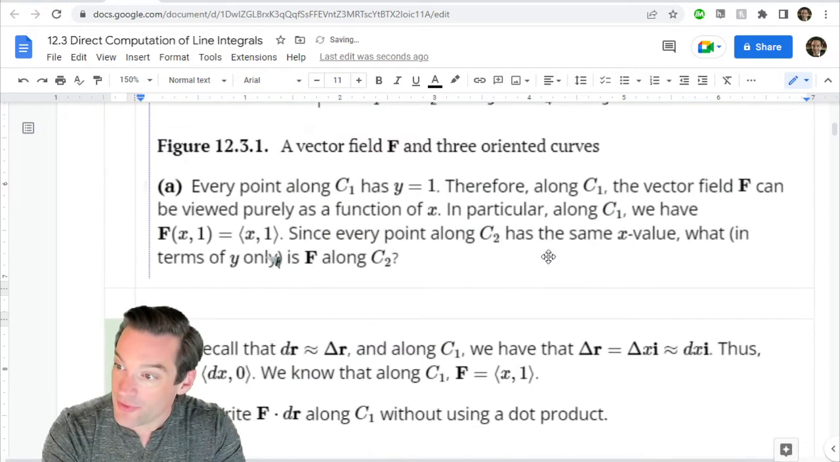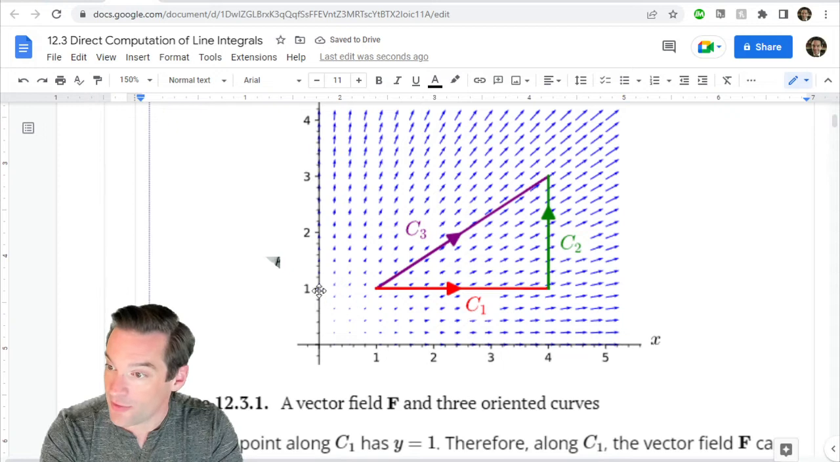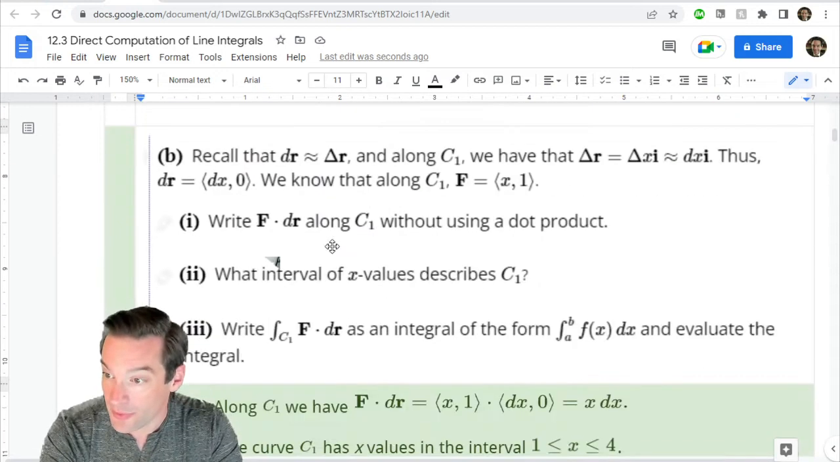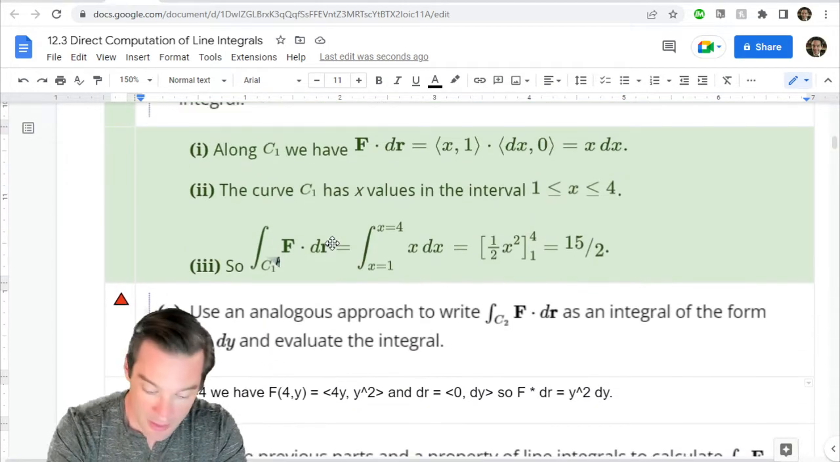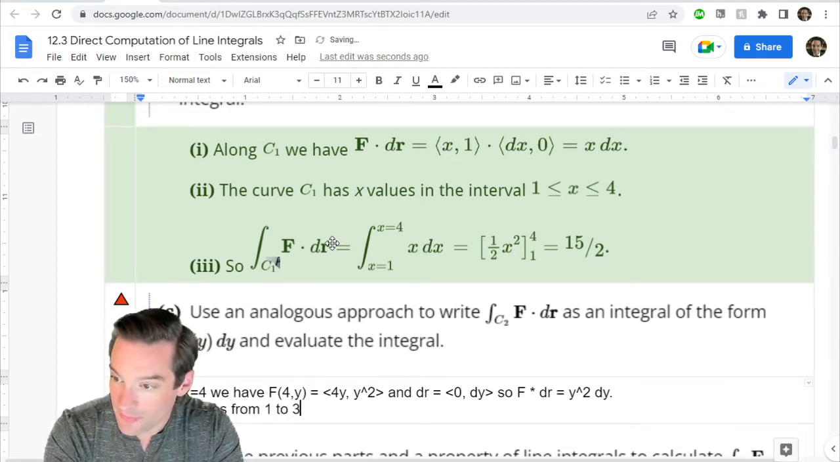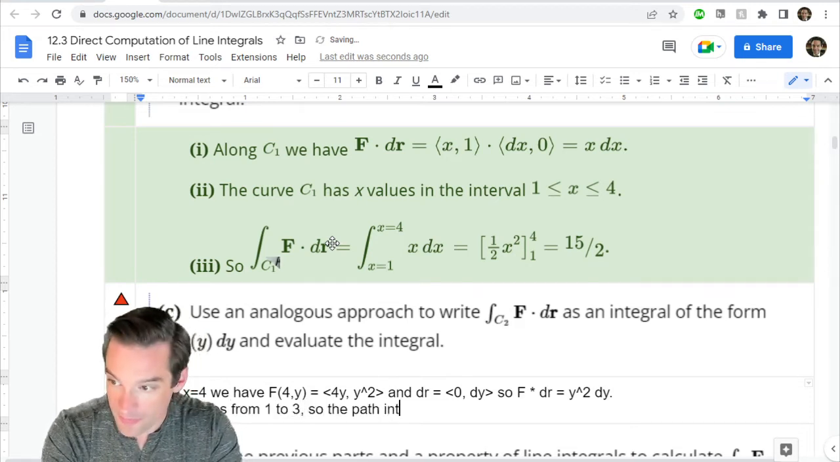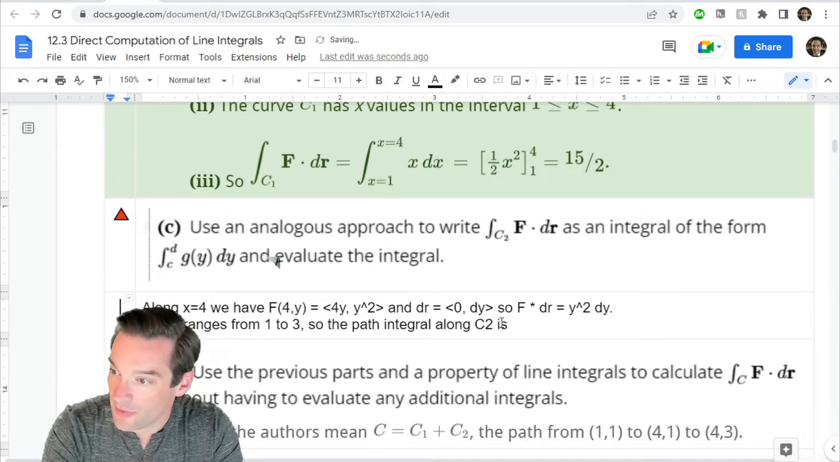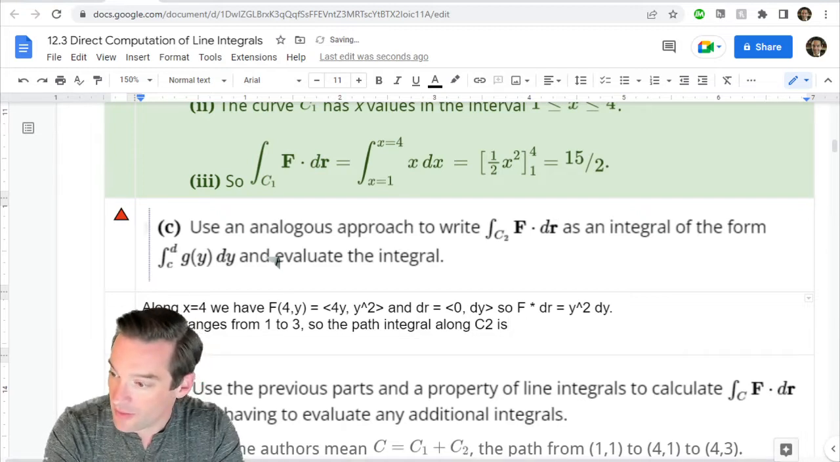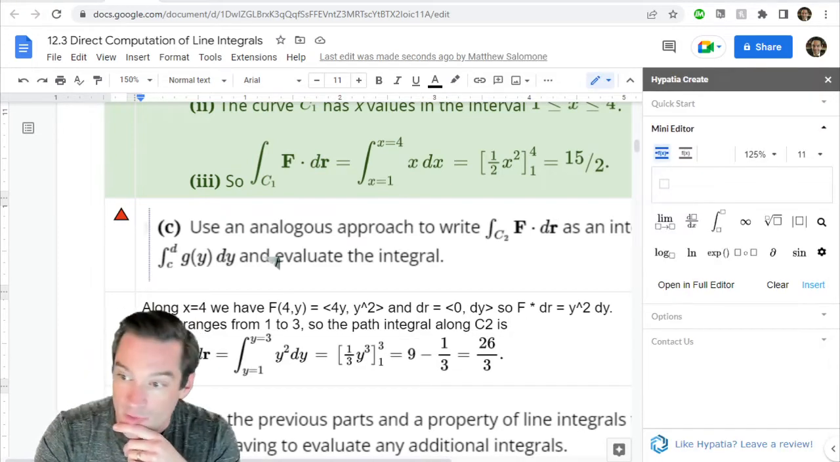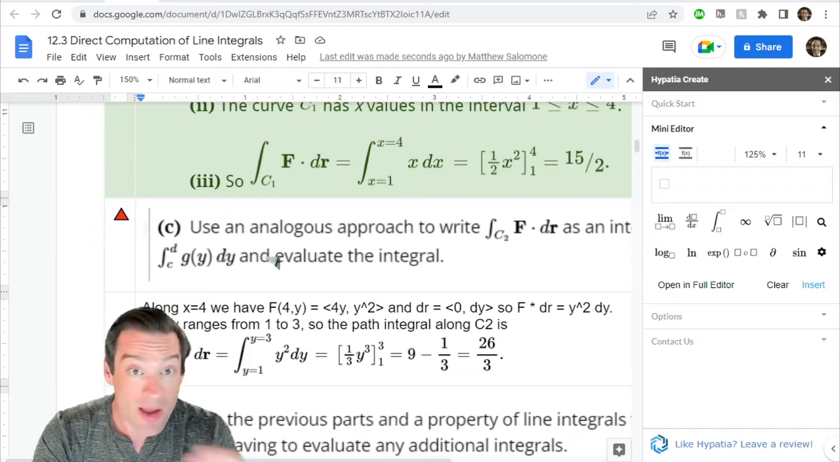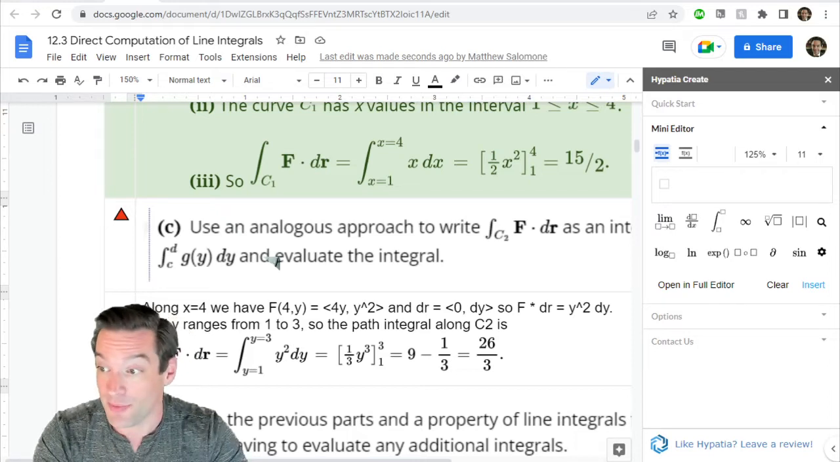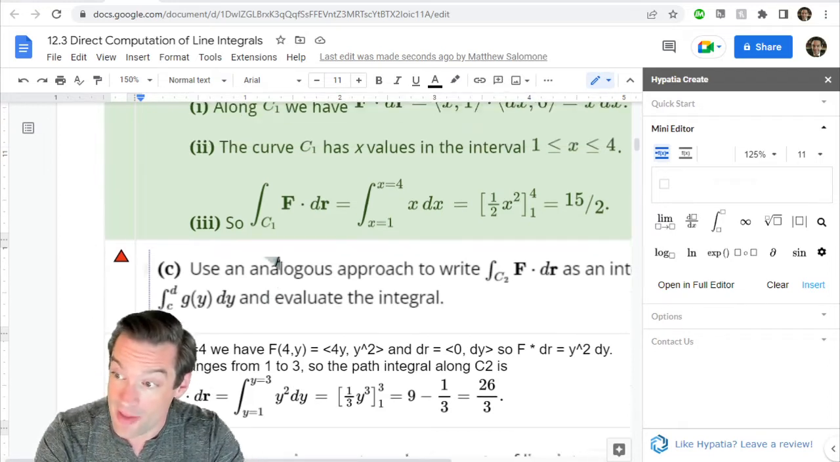And the y values of the points along this side range from y equals 1 up to y equals 3. So the path integral along C2 has the following form. All we need to do is integrate y squared dy, y ranging from 1 to 3, and that gives me the value of 26/3 for the path integral along the right side.